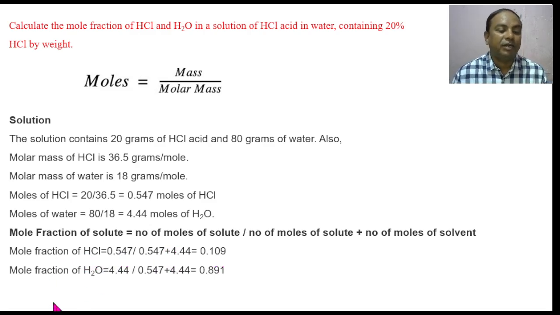Similarly, you can calculate the mole fraction of water. The moles of water calculated is 4.44, which is divided by the total moles, that is moles of HCl plus moles of water. These two together come in the denominator, and when you calculate, what we get is 0.891 as the mole fraction of water.